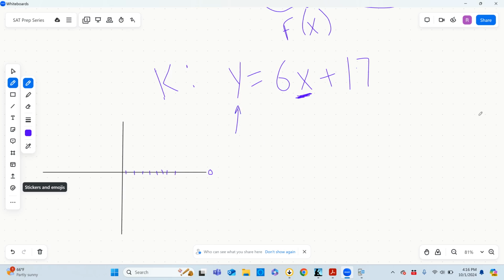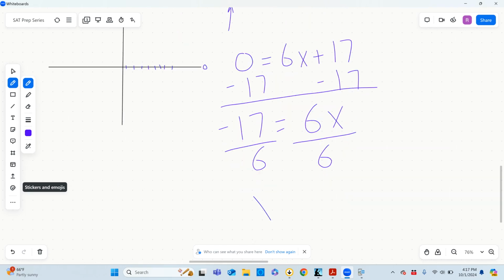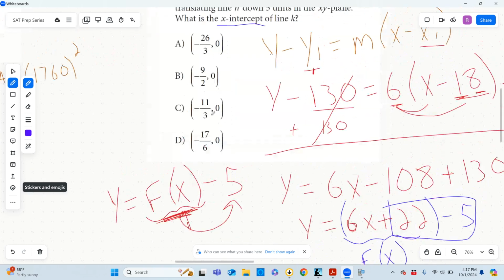So let's do that. If I plug 0 into my new line, 0 equals 6x plus 17, and then just doing some quick algebra here. I can subtract 17 on both sides, and I'll get negative 17 is equal to 6x, and if I divide both sides by 6, I will get x equals negative 17 over 6, which should give me my x-intercept value. And if I look, there it is, negative 17 over 6.